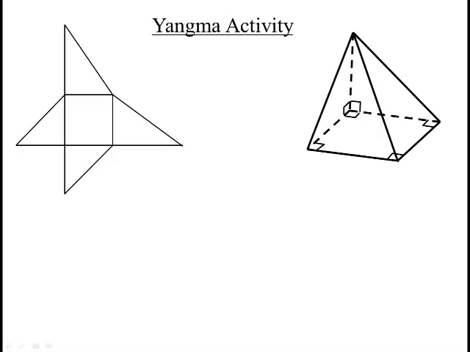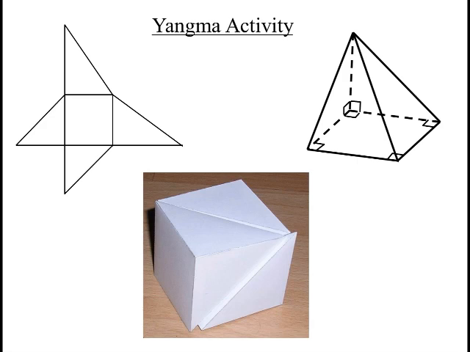Another activity we could do is cut out some two-dimensional nets that would fold up into triangular pyramids like this. These are called Yangma. And if you fit 3 Yangma together, it makes a perfect cube. It's sort of like a little puzzle box. Obviously, this isn't going to be possible now, but you could probably find this online somewhere and do it yourself if you wanted to.